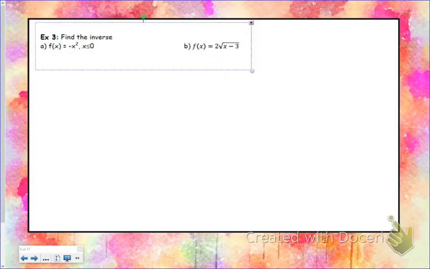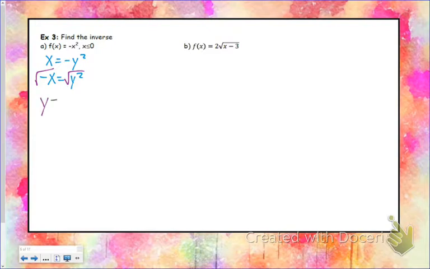All right, so let's look at 2 more examples. If you feel pretty comfortable, go ahead and pause the video and try this one. But I'm going to go ahead and work this one out. So I'm doing x is equal to negative y squared. So negative x is equal to y squared. So I'm going to square root both sides. So y is equal to the square root of negative x, and it could be plus or minus.